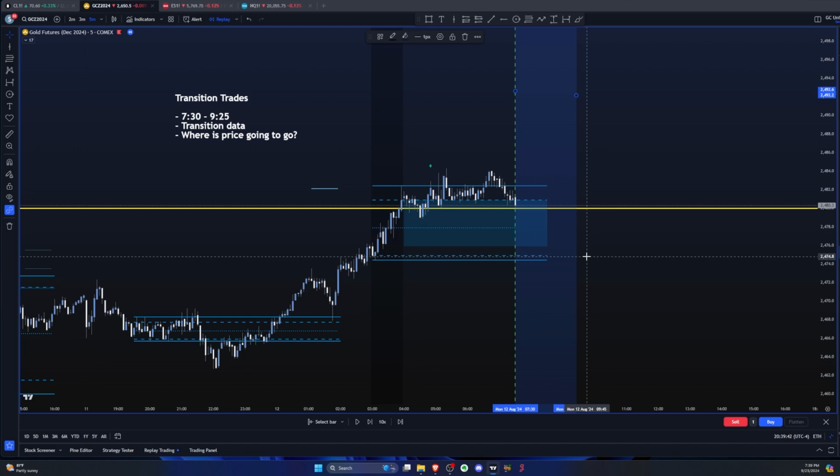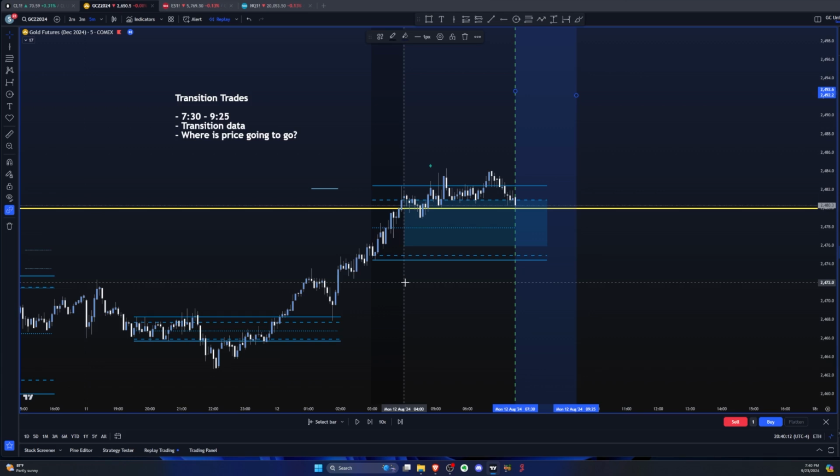We have some other tools available for transition traders that give us better levels, more defined levels. We have monthly levels, we have weekly levels, we have this level, which is a gap level. And these help to orient us around things that might be key for turning points for transition trades. We're also going to be looking at transition data, and we're going to be answering the question, where is price going to go?